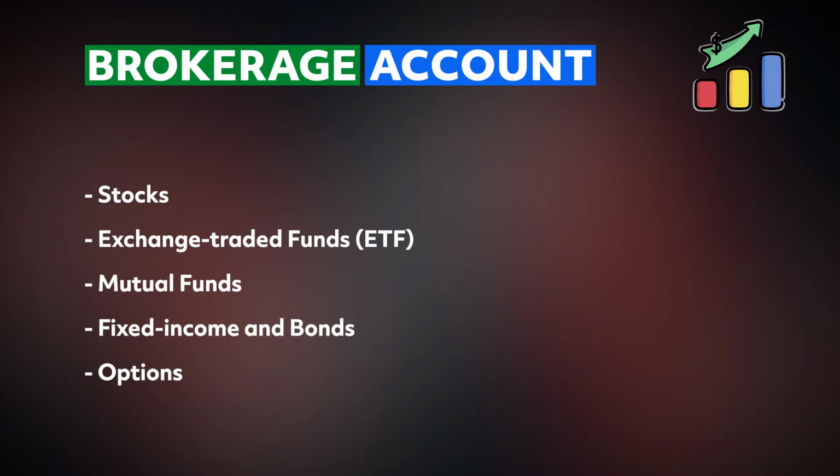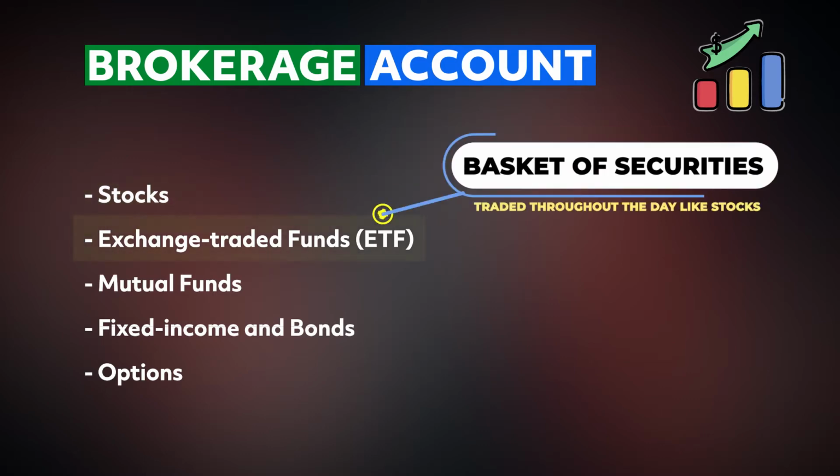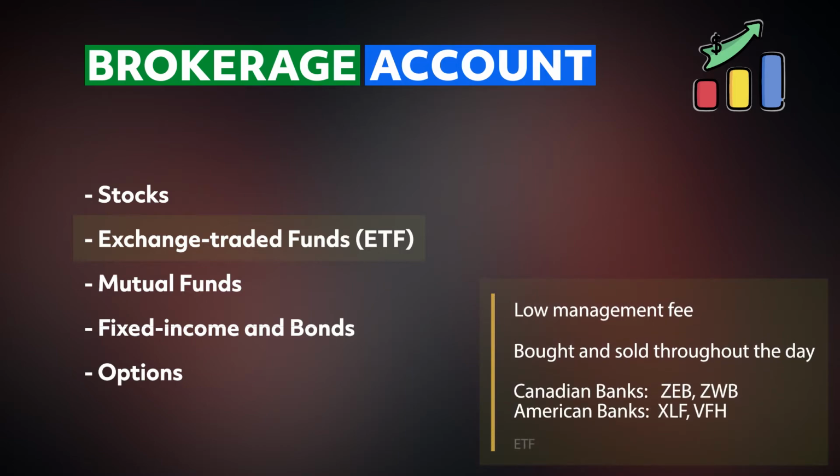First, you need a brokerage account. It is a financial account that offers you access to a range of different investments, including stocks, bonds, ETFs, options, and mutual funds. A stock is an investment in a specific company like Apple and Google. An ETF is a basket of securities that can track an underlying index and has a low management fee. For example, ZEB contains financial institutions and banks in Canada, and XLF is for American banks.